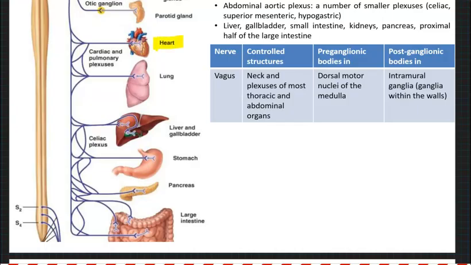Your vagus nerve: heart, lung, liver, gallbladder, stomach, pancreas, and large intestine. I usually put it this way: it controls thoracic and abdominal organs, period. Pelvic is a different story. Are we good so far? Yeah, excellent.